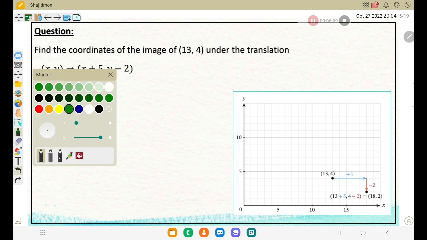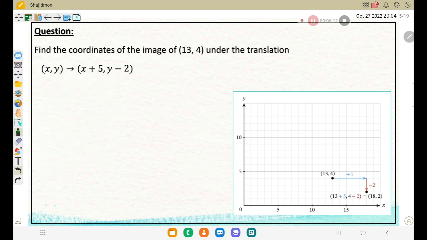Find the coordinates of the image. Coordinates means the x coordinate and y coordinate of the image of 13, 4 under the translation. Okay, translation. We studied in section 2.7 translation, rotation, reflection, many ideas. So under the translation (x, y) goes to (x plus 5, y minus 2). That means if you have a point 13, 4, this is the x value, this is the y value, 13 and 4, correct? So here, for example in the figure, this is the point 13, 4. We need to translate this point.